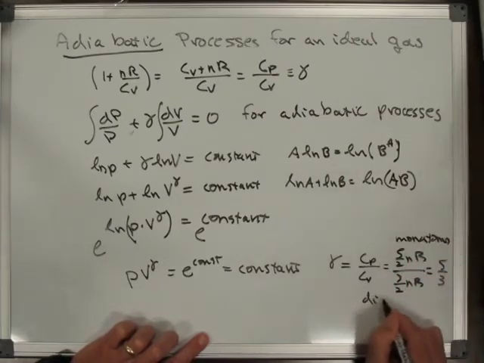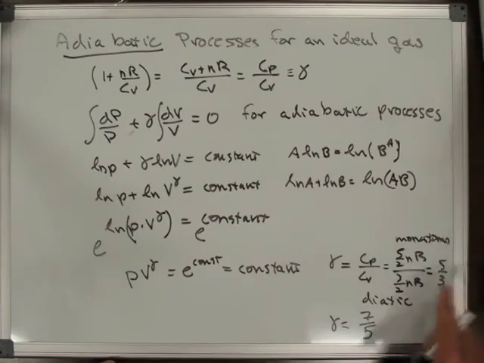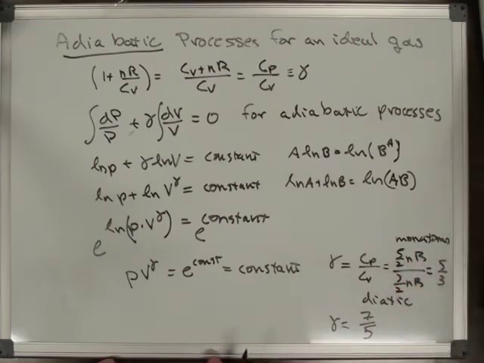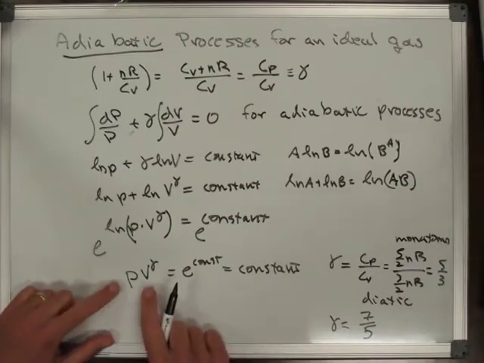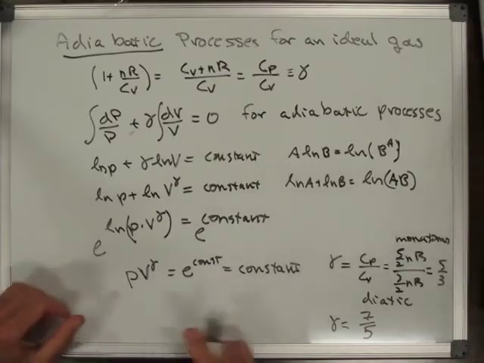For a diatomic, gamma is 7/5. By the same argument, it's 7/2 nR over 5/2 nR, and you get 7/5. So this is like 1.67, this is like 1.4, and so on. I think for polyatomic it ends up being 1.33 or something like that. And so what this is saying is that PV to the gamma is a constant for an adiabatic process.